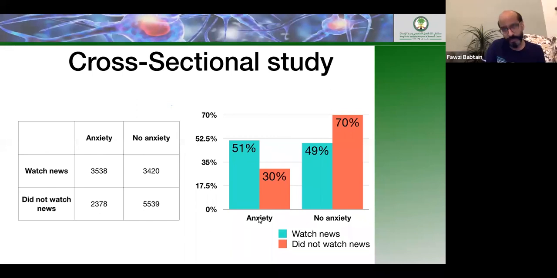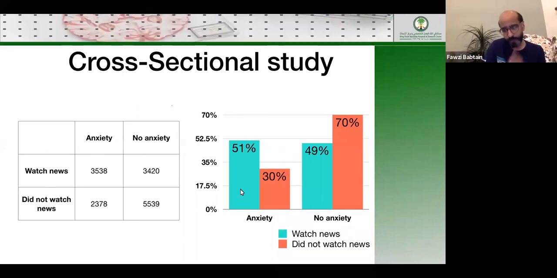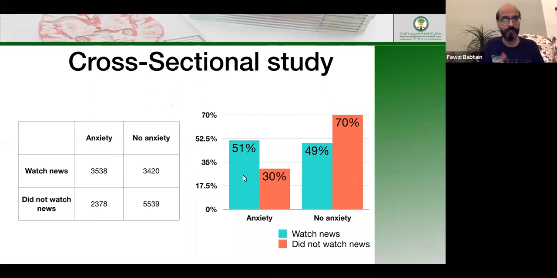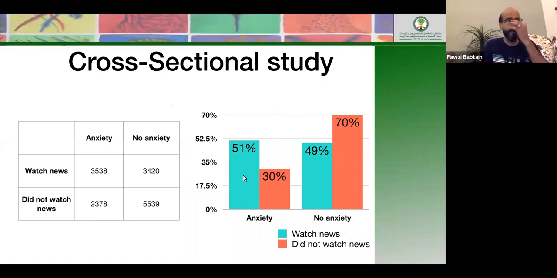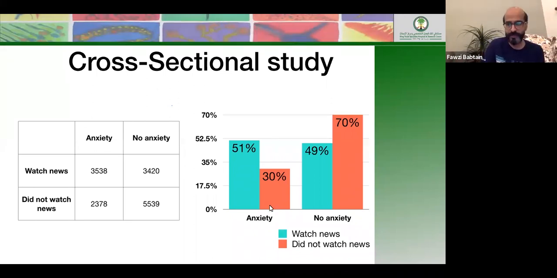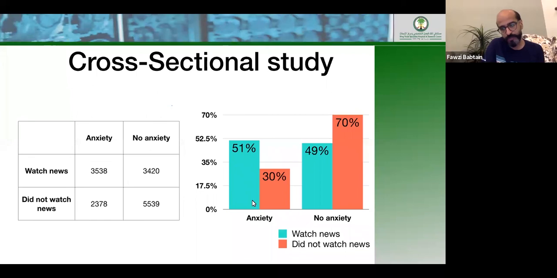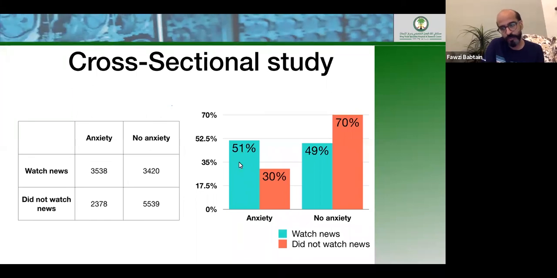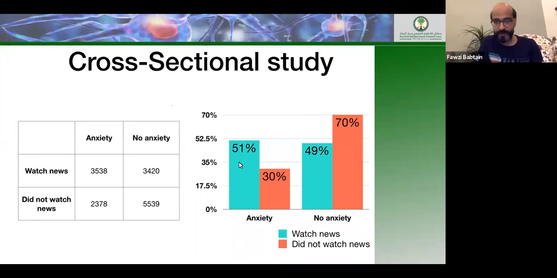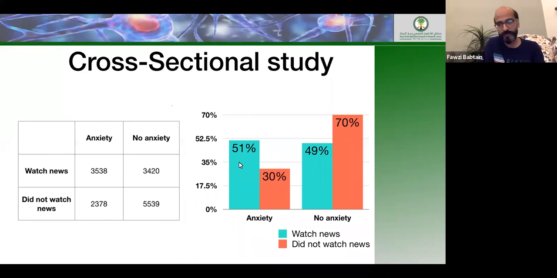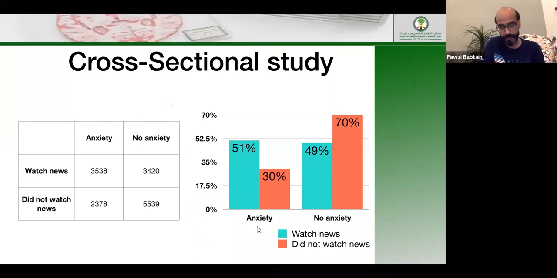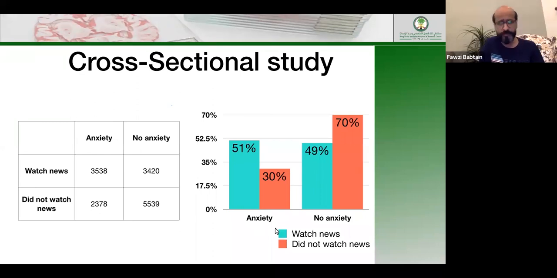If you look at those who are anxious, again, the light blue is those who watch news or those who had 5 hours or more news versus less than 5 hours or never had the news. It looks like, yes, the proportion of those who are anxious are more likely to watch more news than those who did not watch news. Right.